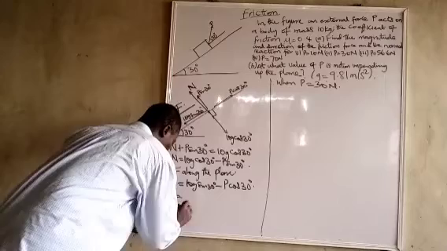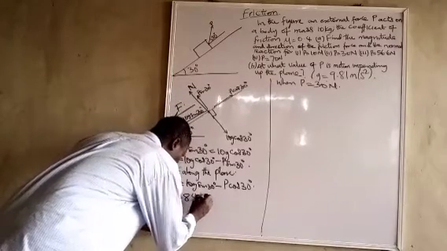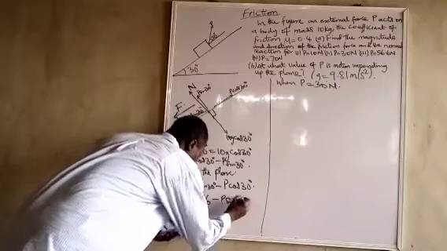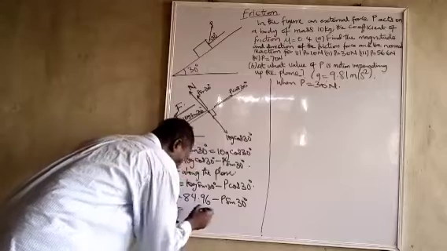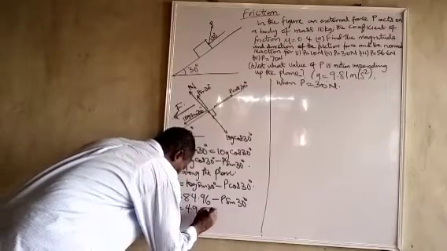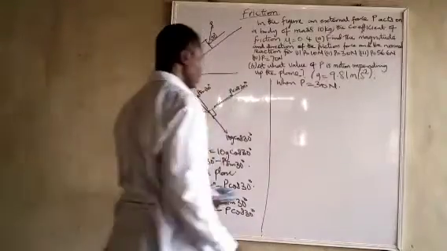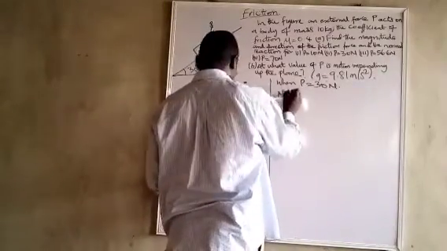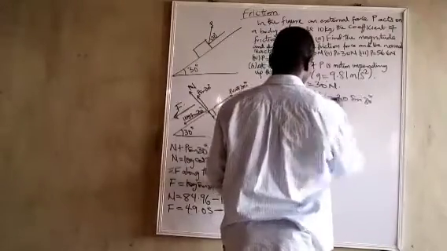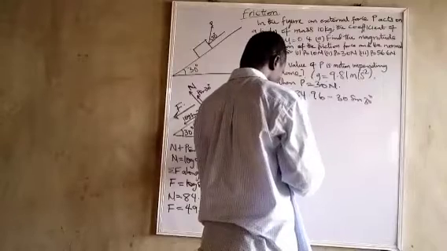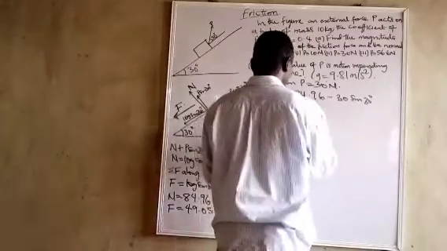So N is equal to 98.1 cos 30. That is 84.96 minus P sin 30 degrees. F is equal to, which is 49.05 minus P cos 30 degrees. So it will reduce the time. Now when P is equal to 30 Newton, N is equal to 84.96 minus 30 sin 30 degrees. And that's going to give you 69.96 Newton.